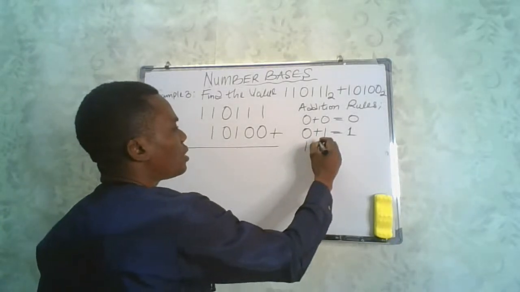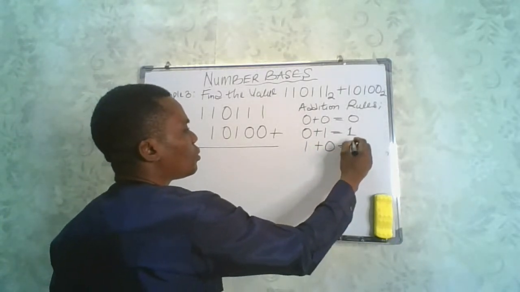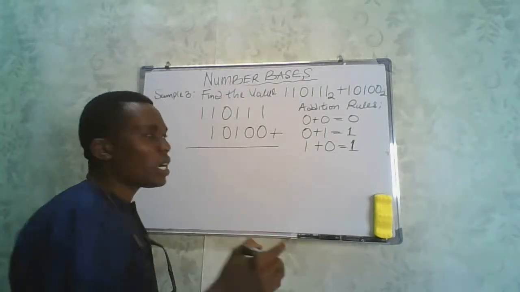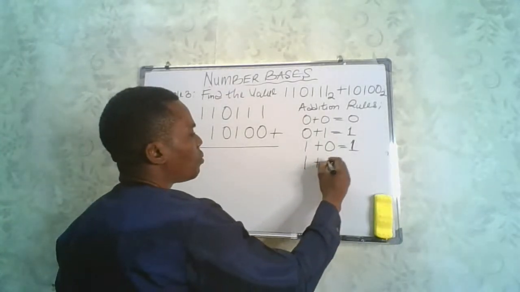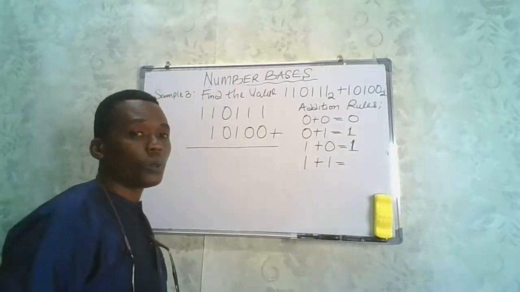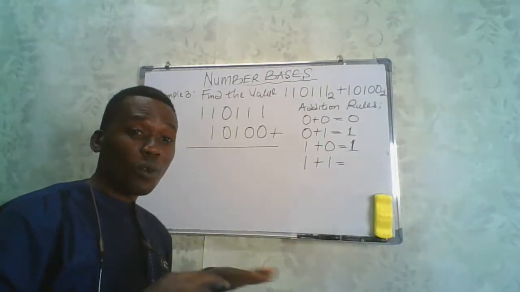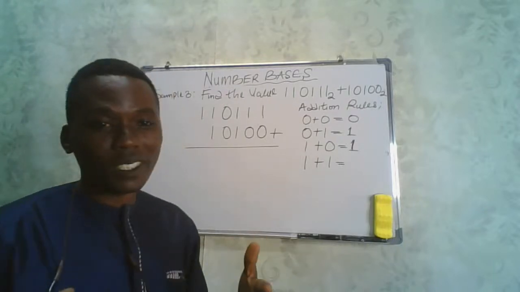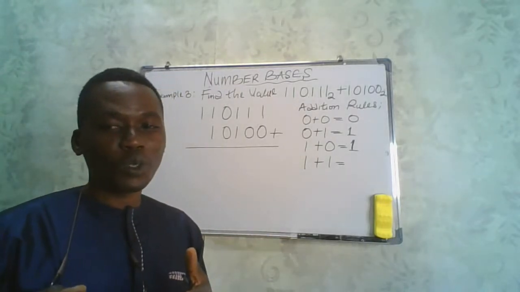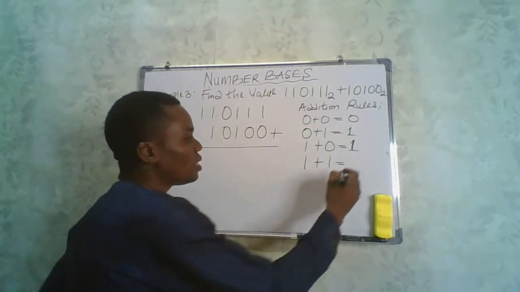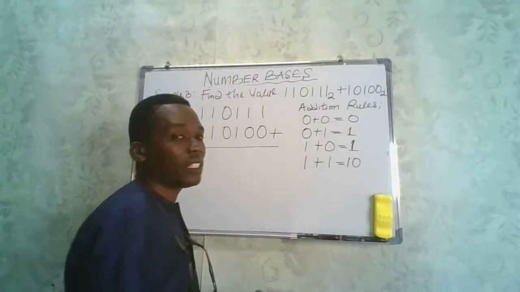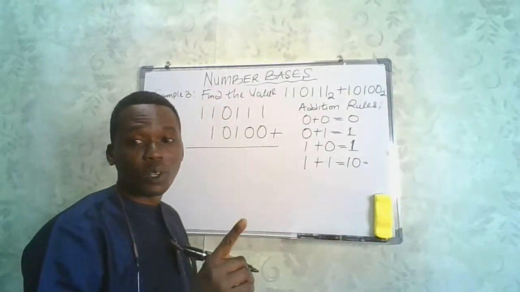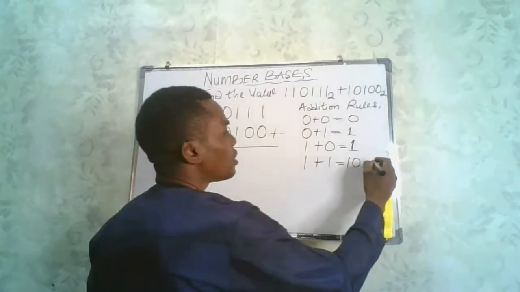Now, if we have 1 plus 0, it is equal to 1, right? Now, if we have 1 plus 1, in our normal addition it is going to be 2, but when it has to do with addition of number bases, 1 plus 1 is not 2, but rather 1 plus 1 is equal to what? 10. So what you are going to do is you write what? You write 0 and do what? And carry what? And carry 1.